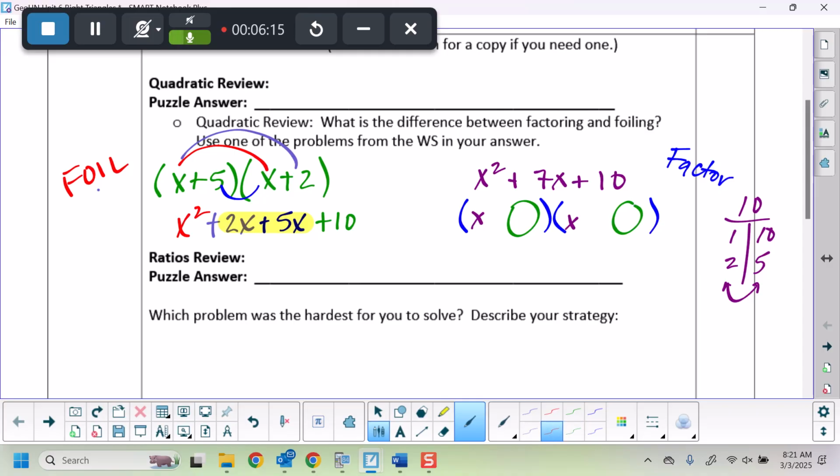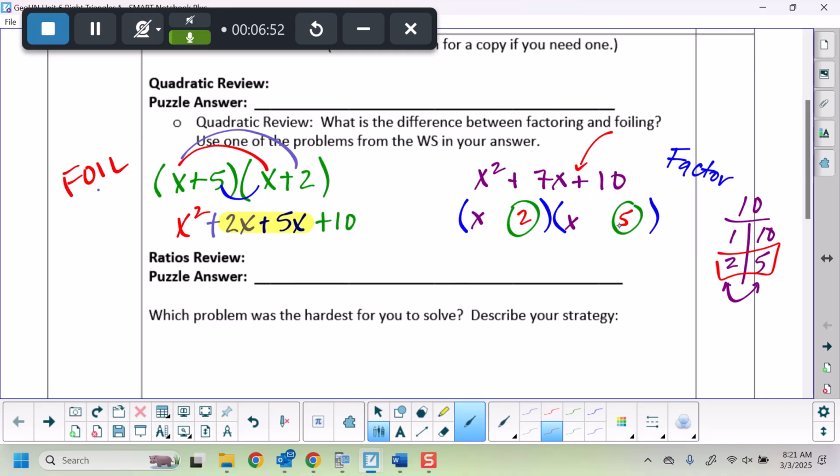So now I go ahead and I look at my signs. If my product is positive, my middle term is going to be a sum. If my product is negative, my middle term is a difference. So because my product is positive, I know these two signs match. And then I'm looking for two numbers that add up to my middle term. So I know that one of these is a 2 and one of these is a 5. Nobody cares which one, because again, that commutative property.